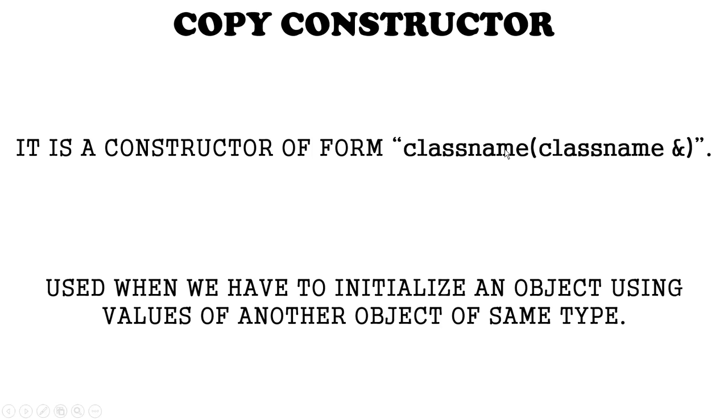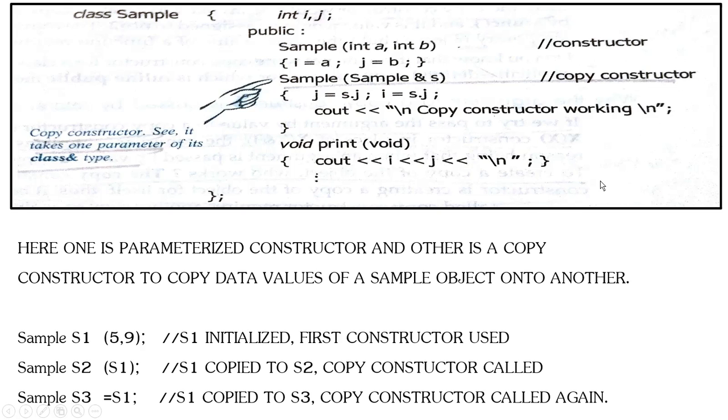So what is this? This is just a function, and this function is taking an argument, and the argument is the class object. Okay, so we'll see that. Here in this example, there is a sample class. Inside this there is a constructor, and after this we have this copy constructor. So what is happening here? This is a function. It is taking an argument which is an object of the sample class.